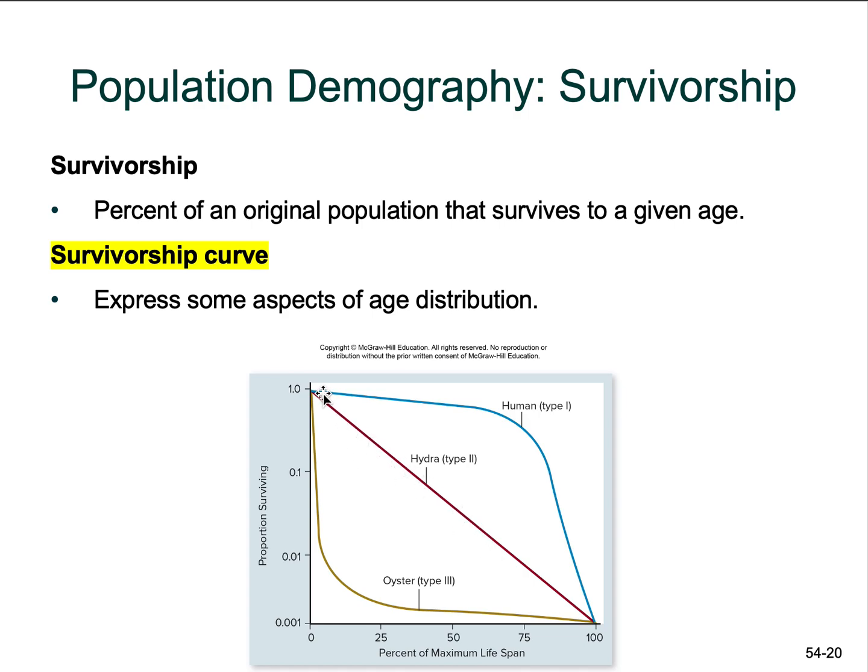And then the last one, these are oysters, by the way. When they're born, a lot of them don't make it, and it just keeps going in that trend. A lot of them are born, and then a lot of them die, and they just keep dying throughout. So these are, again, survivorship curves.